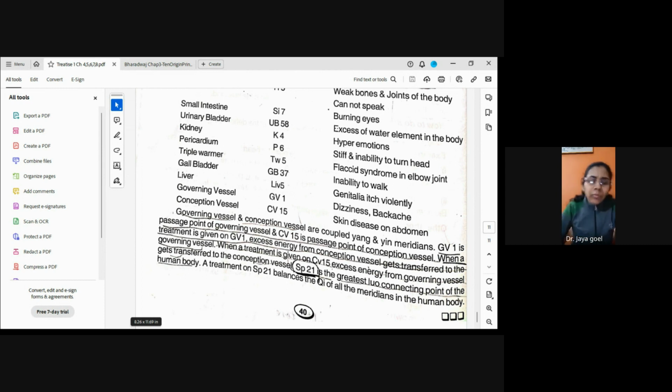Anything anyone wants to ask, you can ask. Does anyone want to ask anything in these two chapters? Yeah, what is triple warmer? I saw the term triple warmer. Can you explain what triple warmer is?